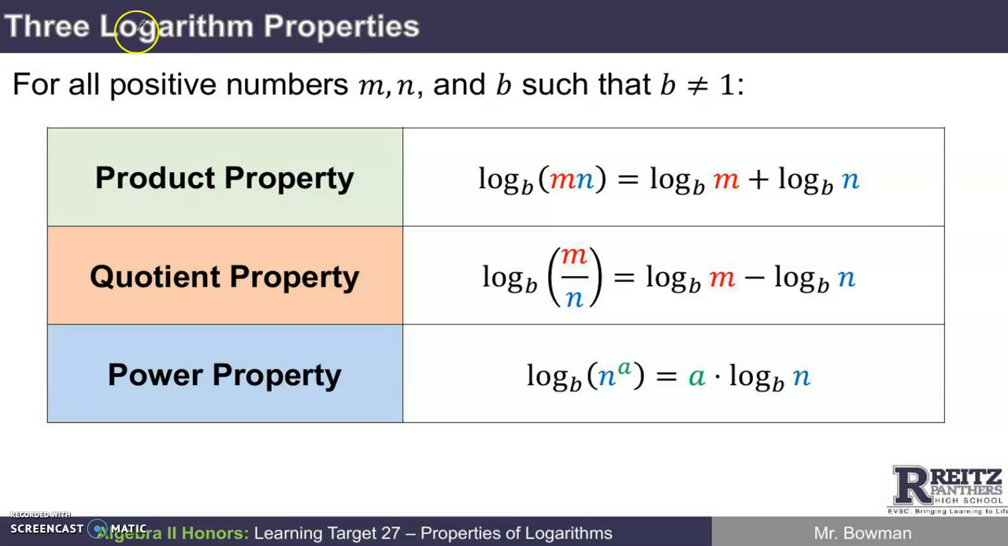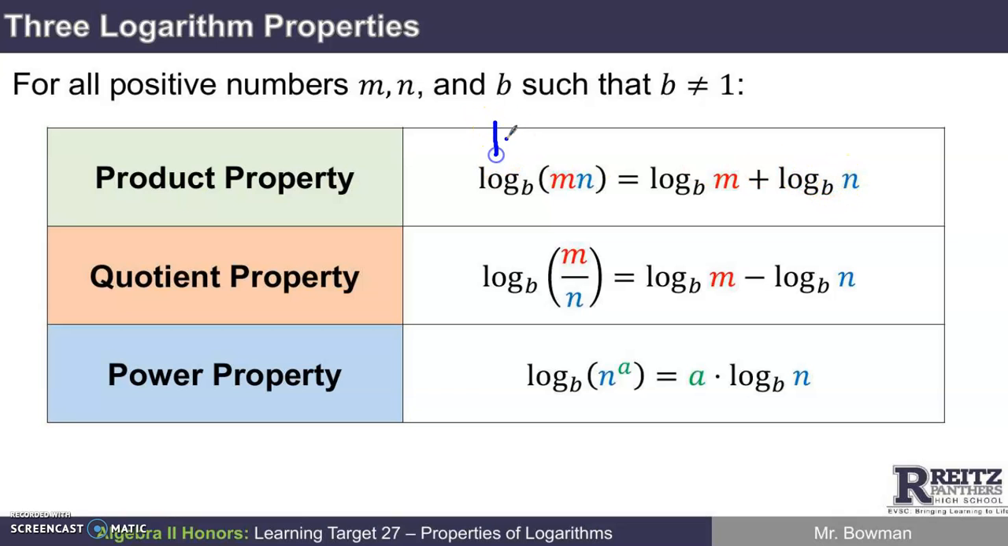So there are three logarithm properties that you need to know and use for this objective, and they are right here on your screen. It says for all positive numbers m and n, and b where b is not 1. And the reason b can't be 1 is that it's the base of a logarithm, just like we discussed in Learning Target 26. We have the product property of logarithms that says that log base b of a product of m times n is the same as log base b of m plus log base b of n.